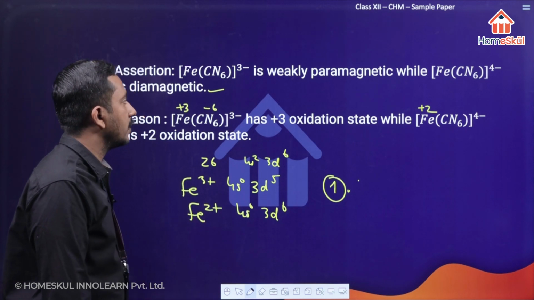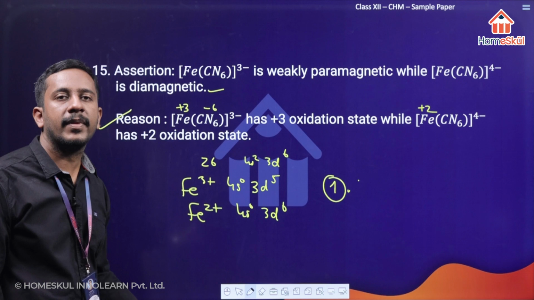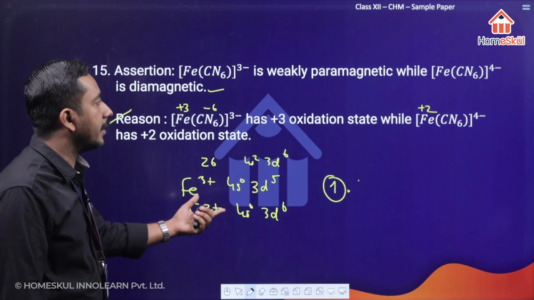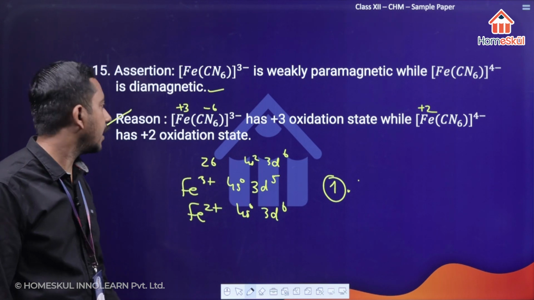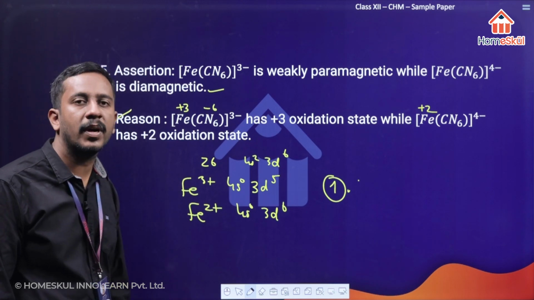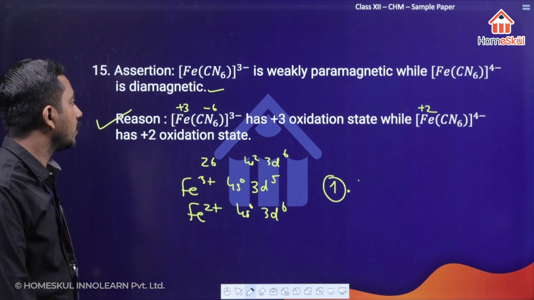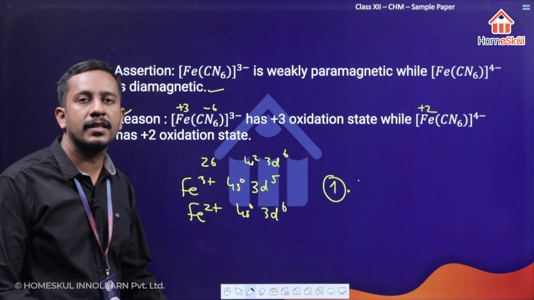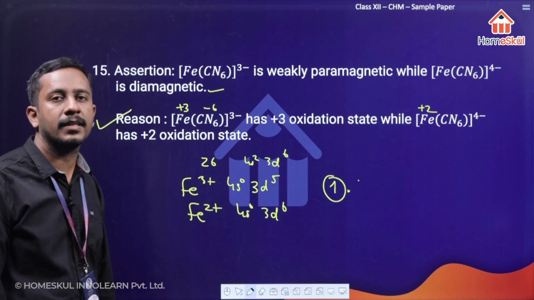The reason it became paramagnetic and diamagnetic is because the ligand that came in, cyanide, is a strong ligand. So it has nothing directly to do with the oxidation state of the central metal atom. So we cannot say that the reason statement is the correct explanation for the assertion statement, but all the individual statements are true. So which is the option that we have to select? We'll have to select option B, that is, both the assertion and reason statements are true, but the reason is not the correct explanation for the assertion statement.